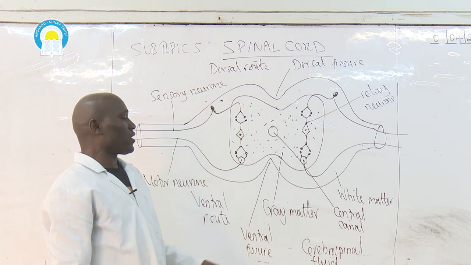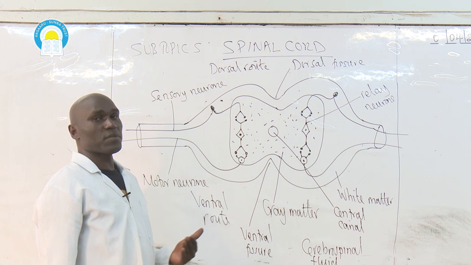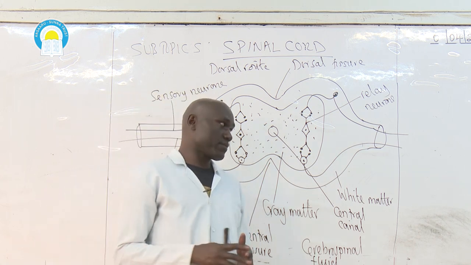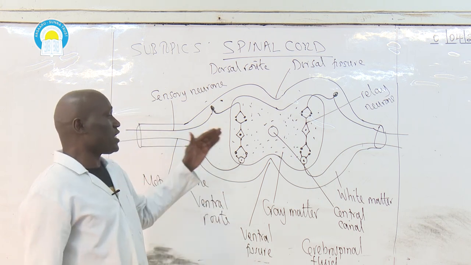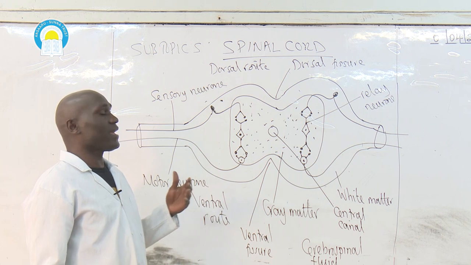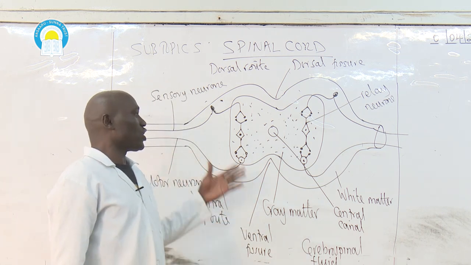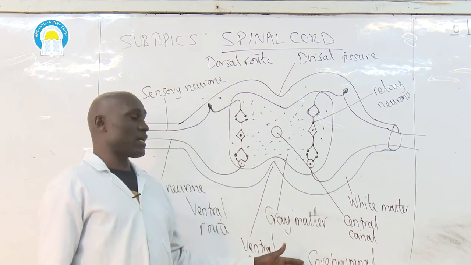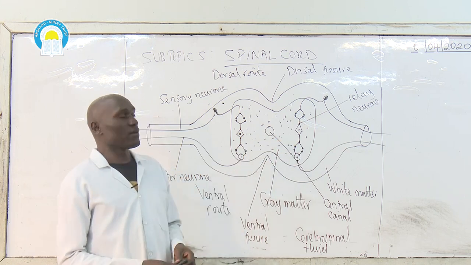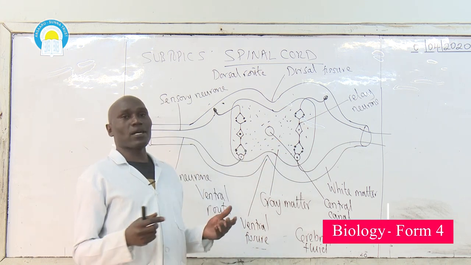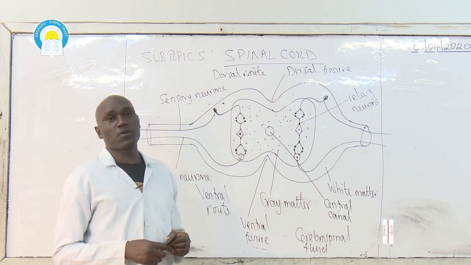Cerebrospinal fluid is also found within the brain. The fluid keeps both brain and spinal cord moist. Apart from keeping brain and spinal cord moist, it is also the point where exchange of nutrients and waste products take place. That means nutrients will be discharged in the cerebrospinal fluid and then supplied to the brain and spinal cord.